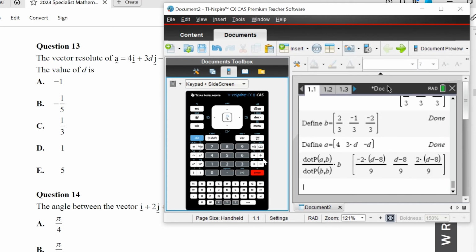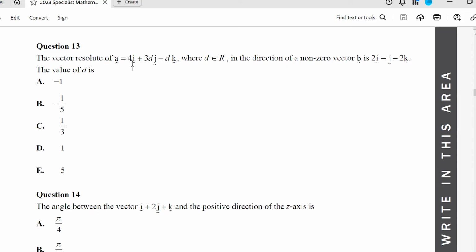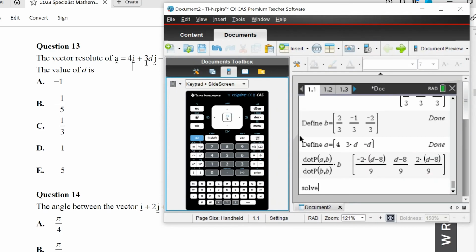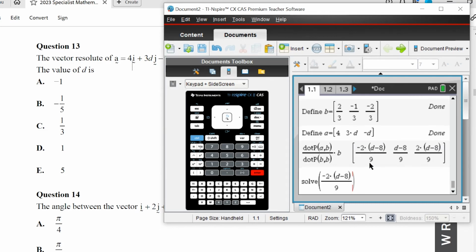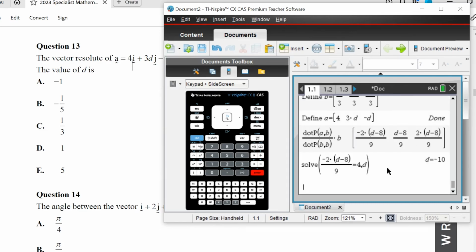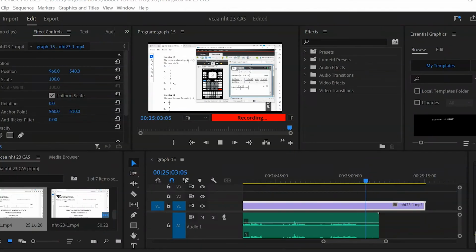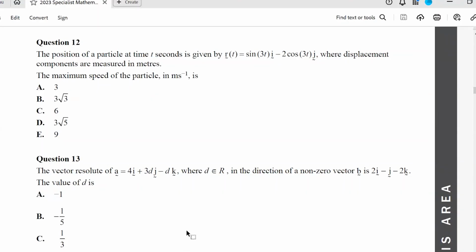When I do that, I get this vector, which is everything in terms of d. That's good. And I can just match up any of these coefficients. We could use any one. So let's take the first one and solve when it's equal to 4. Solve for d, and that is negative 10. Now, I know that's not the right answer, and it's not even one of the options there. So what has gone wrong there?